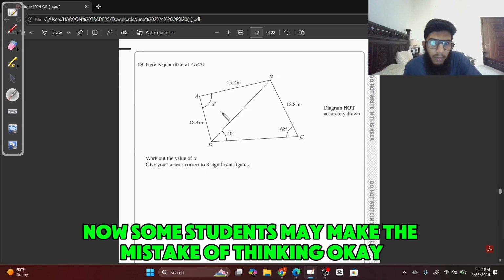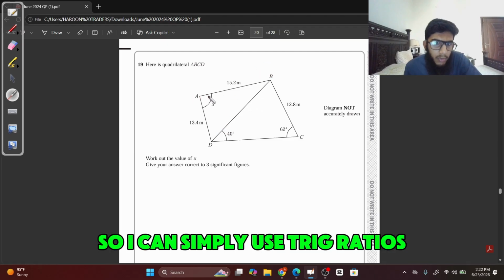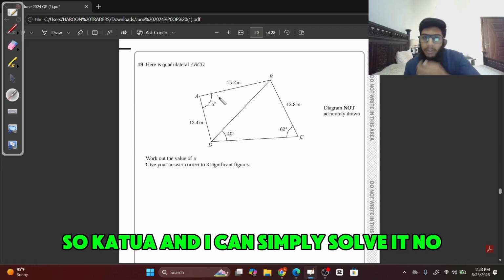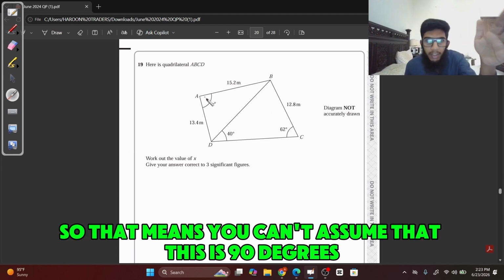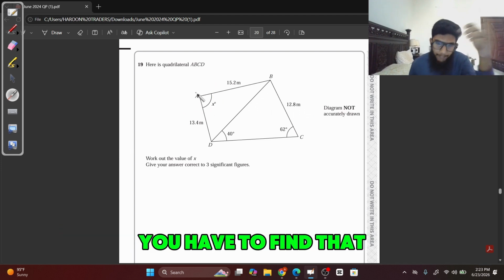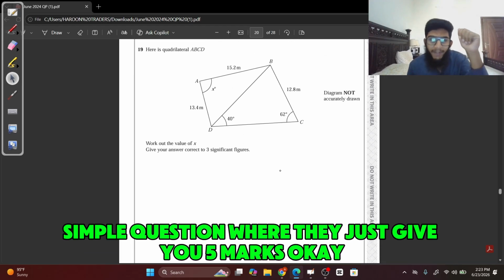Okay. Now, some students may make the mistake of thinking, okay, I have a right angle triangle here, so I can simply use trig ratios, SOHCAHTOA, and I can just simply solve it. No. They said the diagram is not accurately drawn, so that means you can't assume that this is 90 degrees. You have to find that. And they won't give you a simple question where they just give you 5 marks, okay?